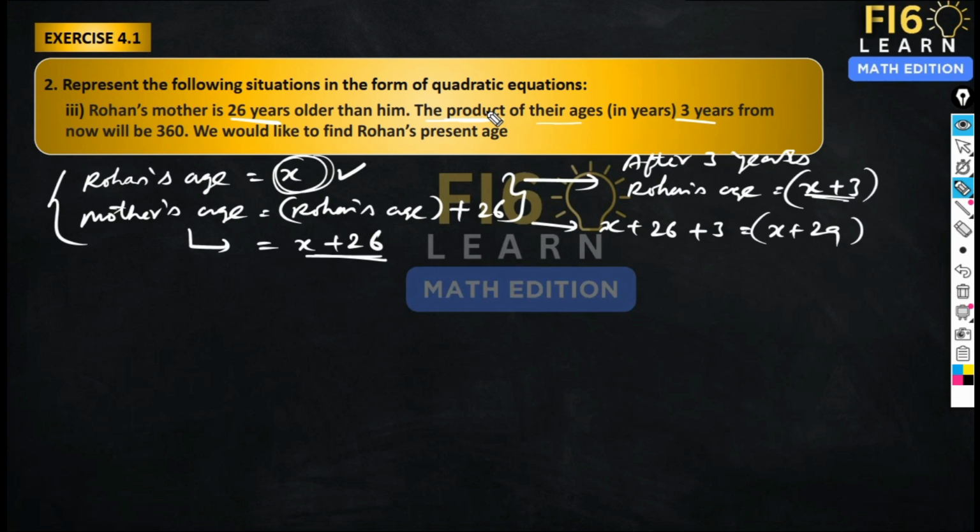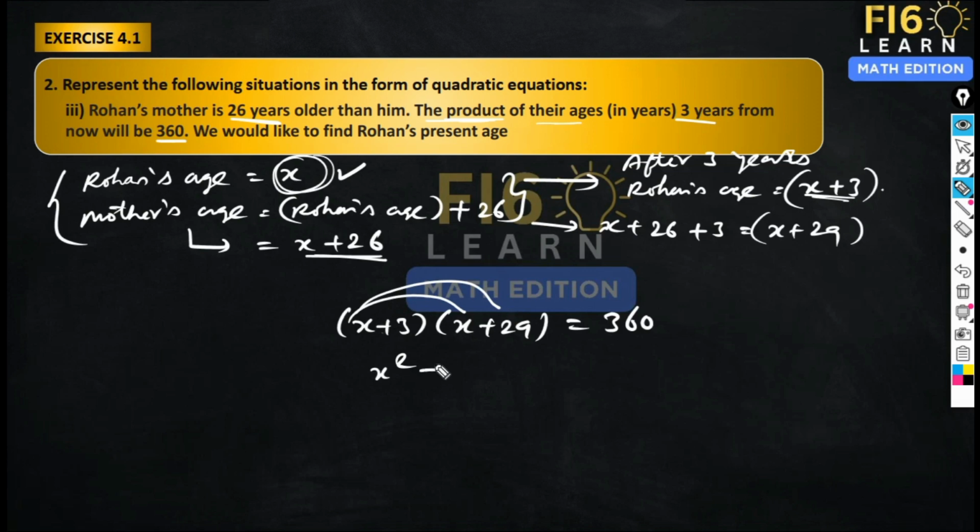As per the question, if you multiply these two values, their ages after 3 years, their product will be 360. So we can write it like this: x plus 3 into x plus 29 is equal to 360. This is what is given in the question. Now you can simplify this into a quadratic equation. We will get x into x is x square, and x into 29 is 29x, plus this will be 3x, and 3 into 29 is 87. So 87 is equal to 360.